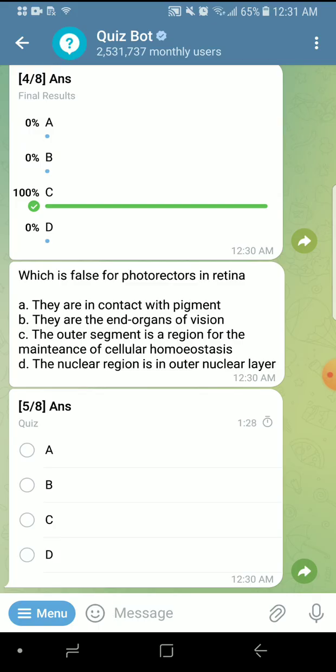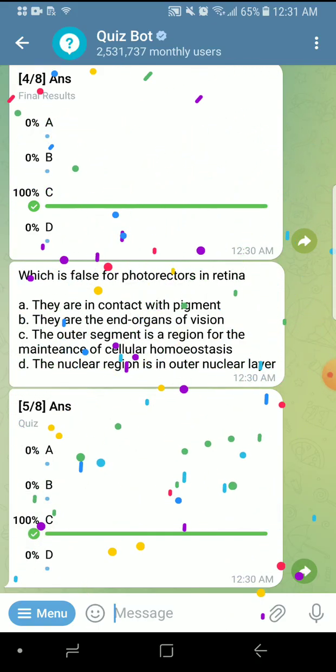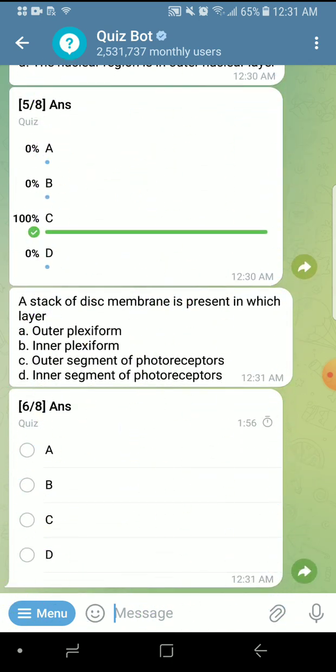Now, what do you think in physiology cellular homeostasis requires? It requires mitochondria. That's why it should be there in the inner segment, not in the outer segment. And the nucleus is there in the outer nuclear layer. So A, B, D you should actually know. C is a slight application, and that is a wrong statement of the PYQ. So now it becomes a PYT. The outer segment contains the discs. Inner segment contains the mitochondria, which is responsible for homeostasis. That's a wrong statement over here. And the discs are present in the outer segment of photoreceptors. C is the answer over here.